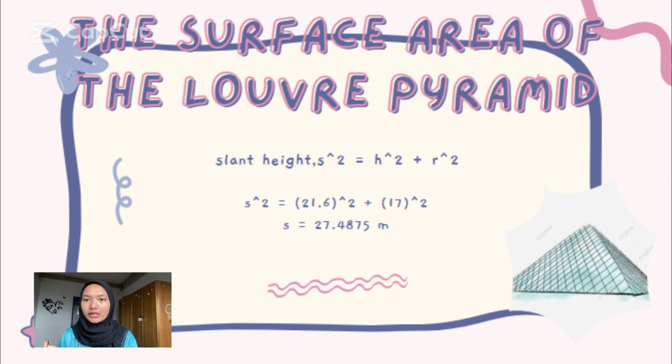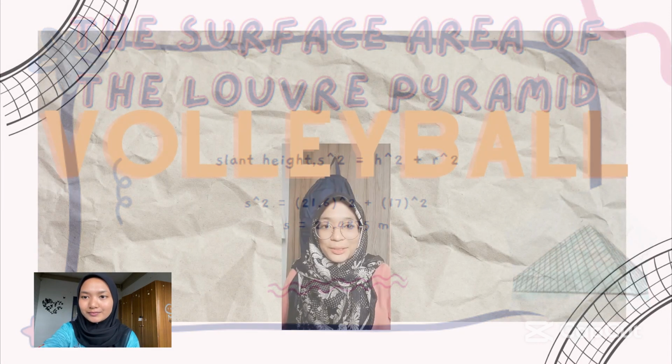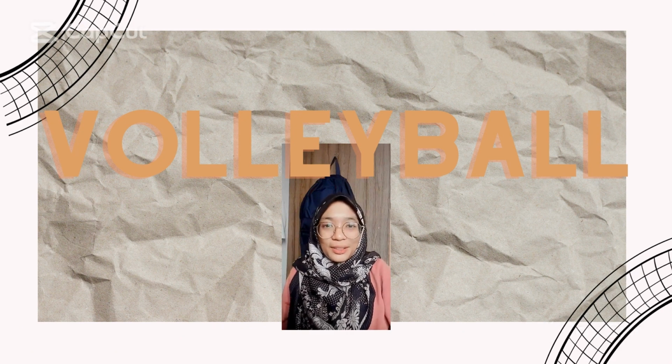Next, I'm going to calculate the surface area of the Louvre Pyramid. But first, we need to find the slant height of the pyramid. The Pythagoras theorem can be used to calculate the slant height, which states that the square of the length of the hypotenuse equals the sum of the squares of the length of the other two sides. As a result, slant height equals the square root of 31.6 squared plus 17 squared, which equals 27.4875 meter.